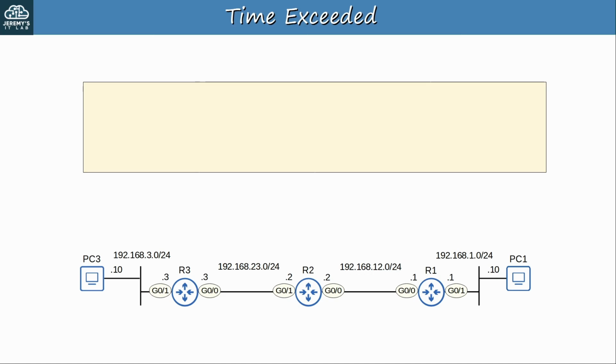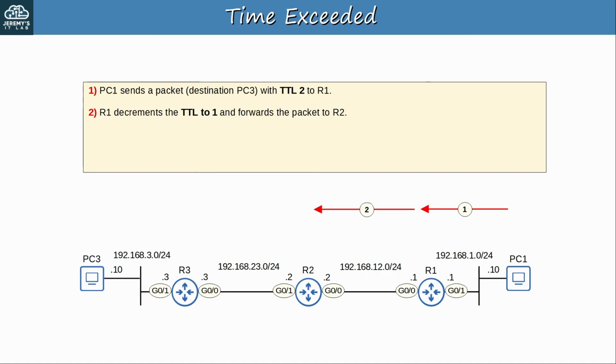Here's a quick demonstration. PC1 sends a packet destined for PC3 with TTL 2 to R1. Note that no device will use a TTL of 2 by default for its IP packets. But perhaps, for testing purposes, PC1 is sending a traceroute to PC3, or did a ping command with a low TTL. Then, R1 decrements the TTL to 1 and forwards it to R2.